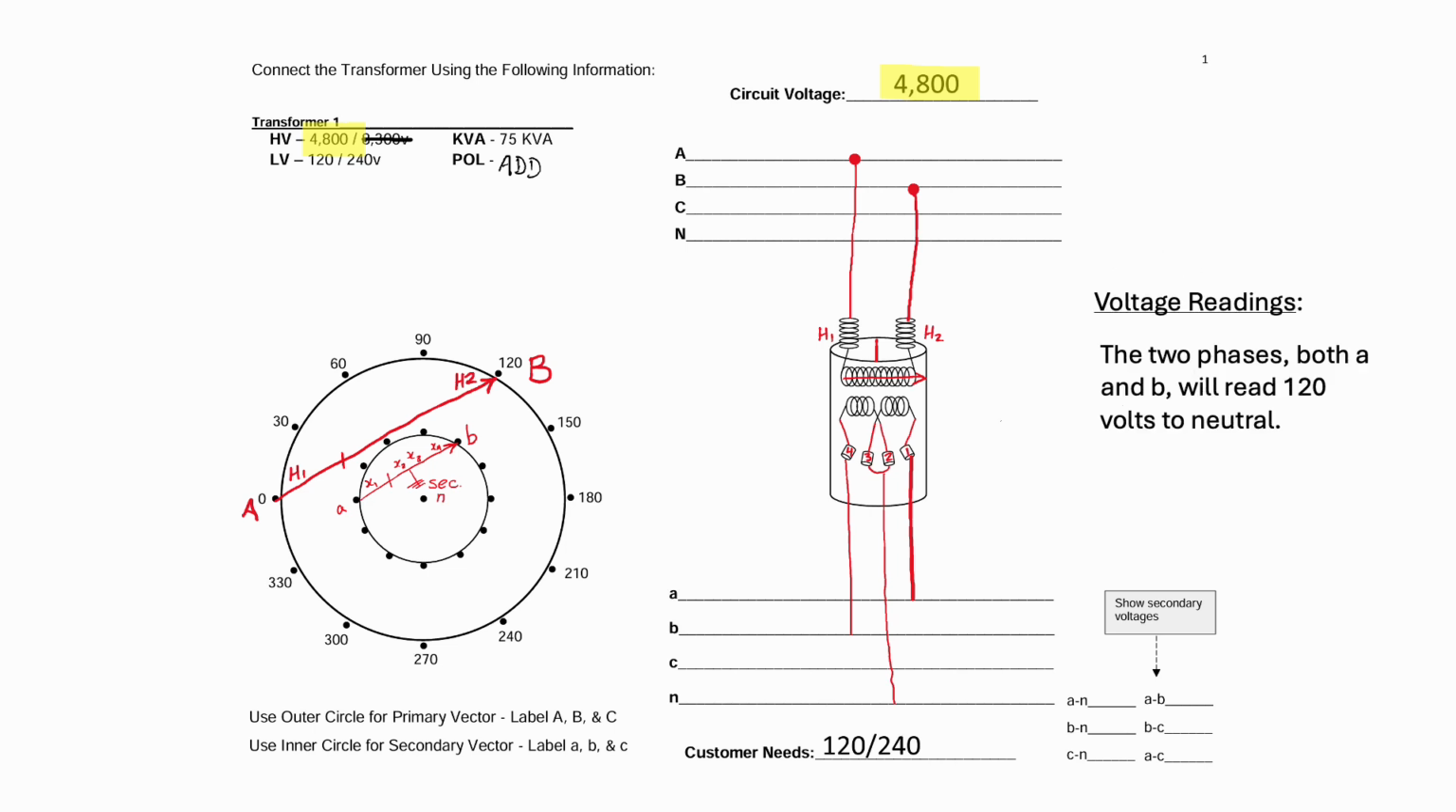The last step is voltage readings. The two phases, both A and B, will read 120 volts to neutral. And measured from phase to phase, you'll read 240 volts. And there's no C phase in this scenario, so those values will not be applicable. And that concludes this single phase vector tutorial.